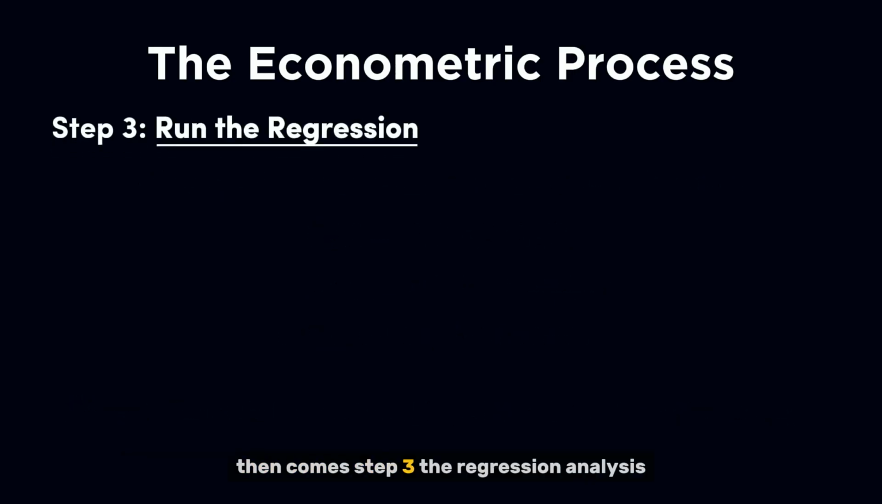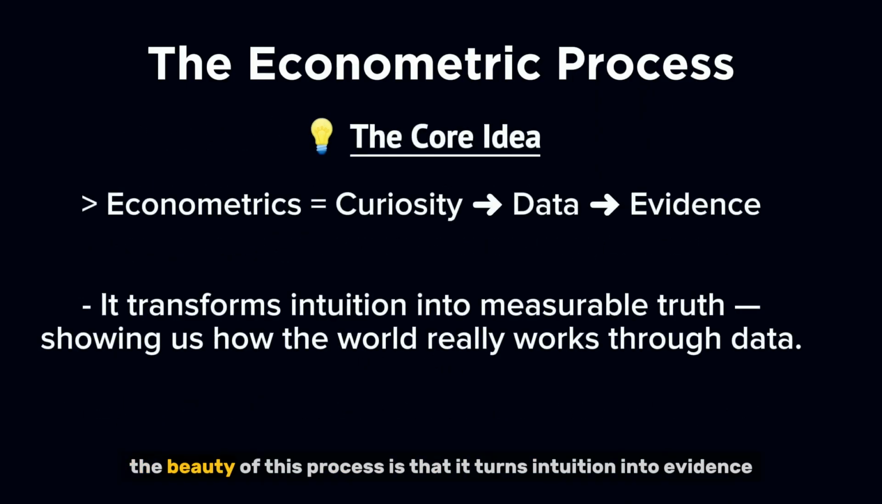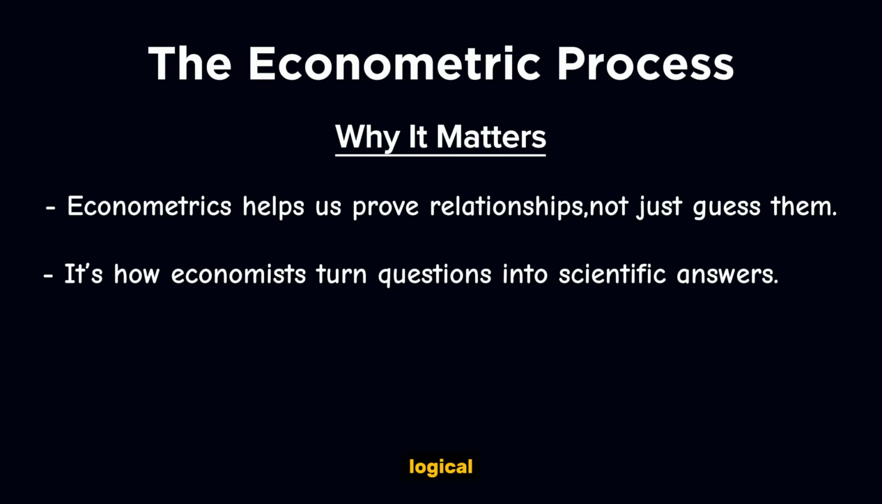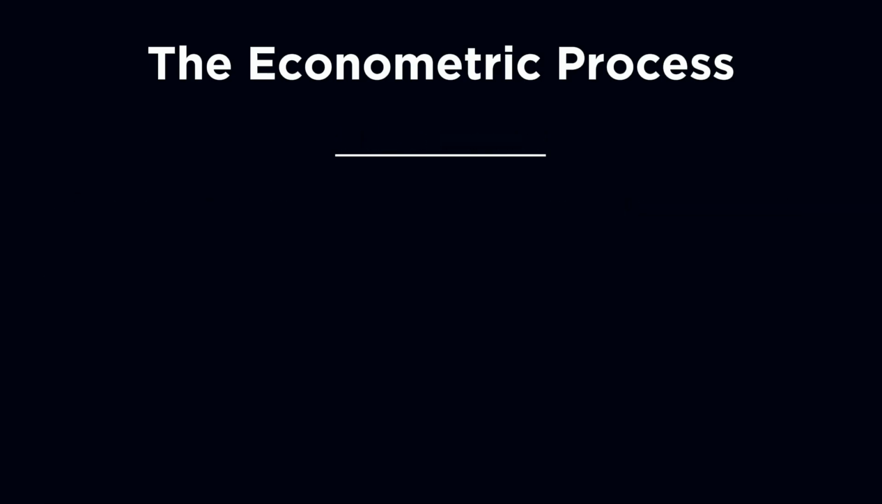Then comes step 3, the regression analysis. This is where econometrics really comes to life. Using statistical tools, we run a regression to measure how strongly X affects Y. In our example, it tells us whether more study hours actually lead to higher exam scores, and by how much. The beauty of this process is that it turns intuition into evidence. We start with a question, collect the facts, and use math to discover the truth hidden in the data. That's the econometric process. Simple, logical, and incredibly powerful for understanding how the world really works.